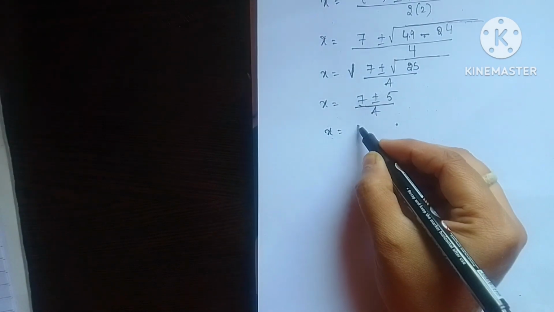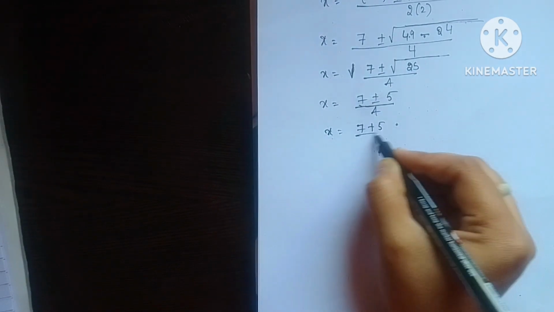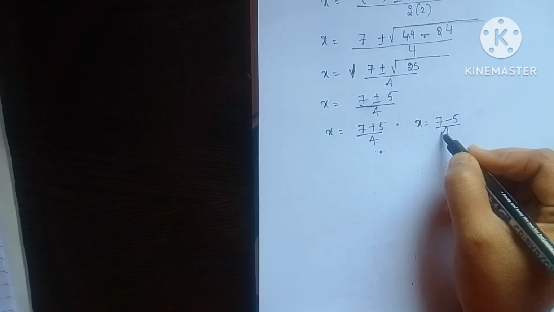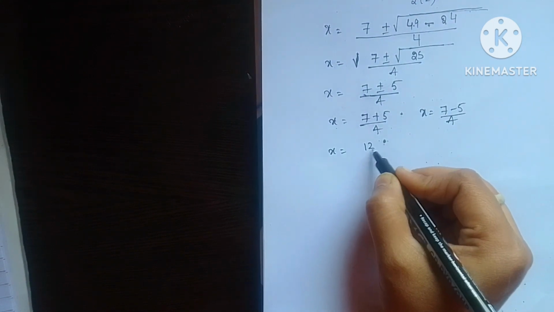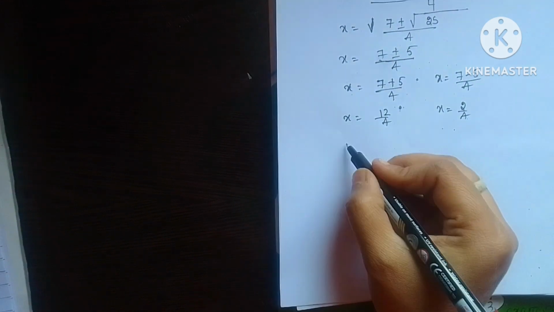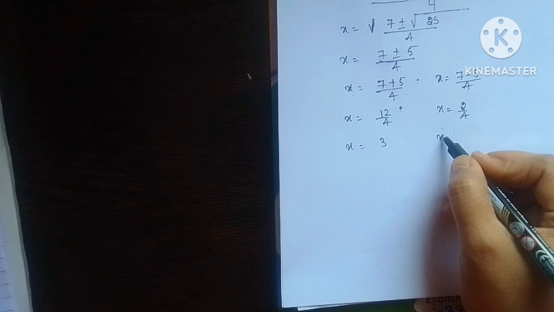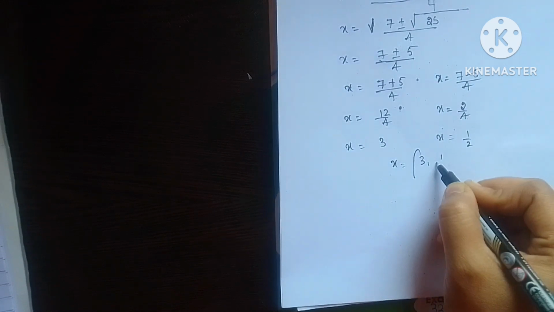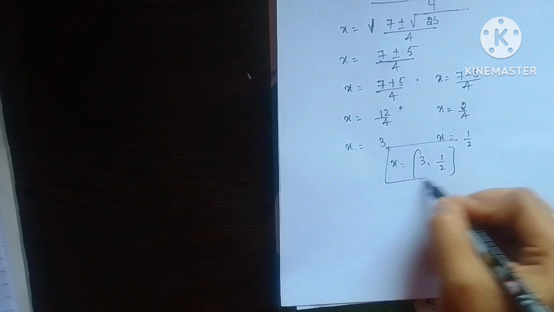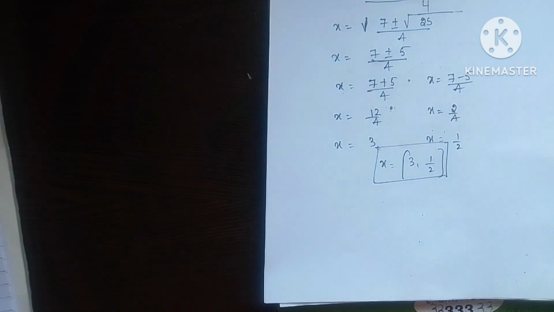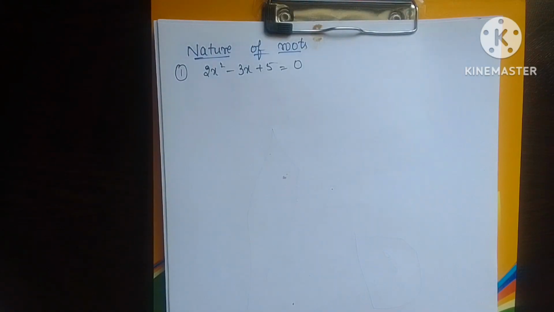So x is equal to 7 plus 5 by 4. One more is 7 minus 5 by 4. So x is equal to 12 by 4, x is equal to 2 by 4. x is equal to 3, x is equal to 1 by 2. So we get x is equal to 3 and 1 by 2 as the roots of the quadratic equation by using the quadratic formula. Let us see the nature of the roots.